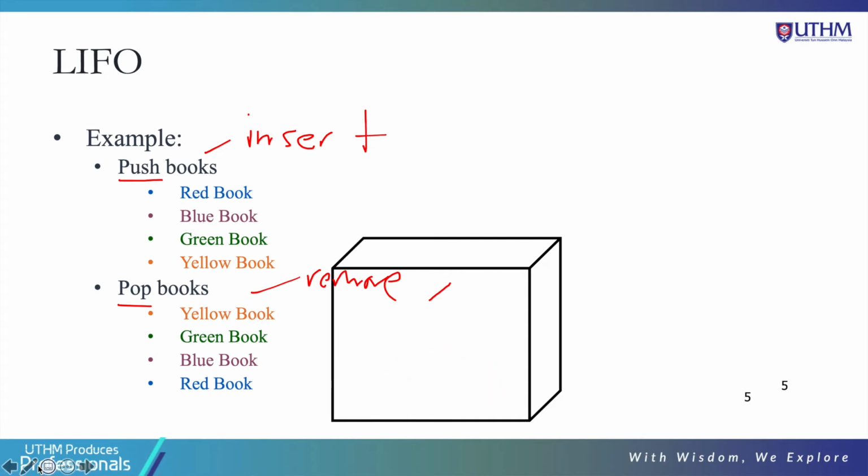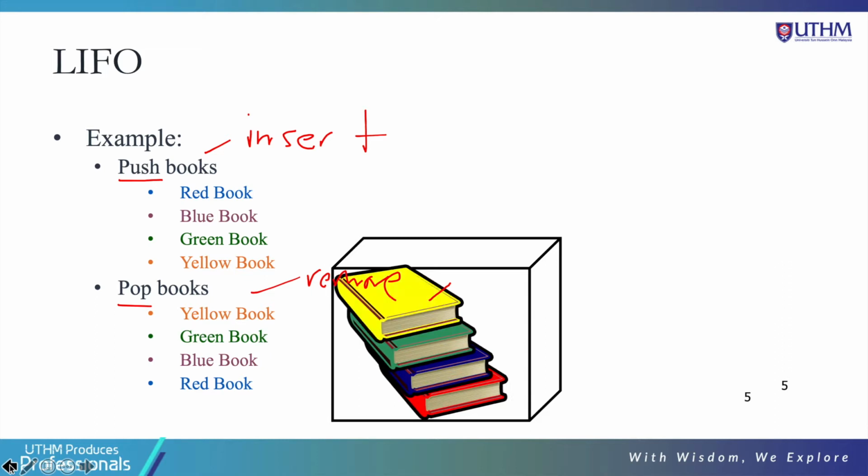Okay, if you see clearly, these books are arranged on top of each other. So this is what we call a stack. An item that we arrange on top of each other, that is called stack.